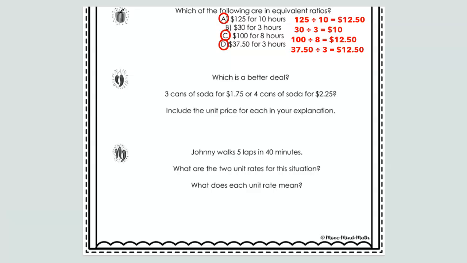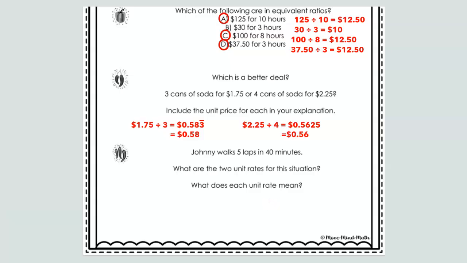Which is a better deal? 3 cans of soda for $1.75 or 4 cans of soda for $2.25. To solve this problem, we need to first find the unit rate. So you're taking the cost divided by the number of cans. $1.75 divided by 3 is 0.583 with the 3 repeating. When we round this, that would be approximately 58 cents per can.